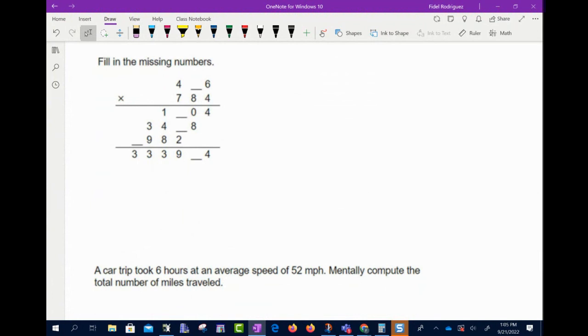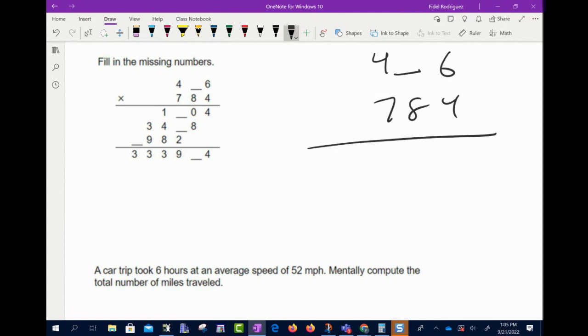Okay, so y'all, let's take a look at this next problem here. It says, fill in the missing numbers, okay? So remember, we talked about partial sums the other day, and that's in essence what we're using here, you guys, okay? So look, we have 400 something 6 times 784 is going to give us this answer here. So let's think about that process of partial sums.